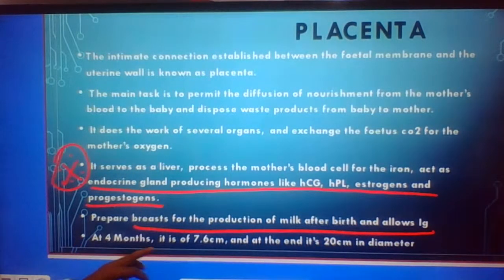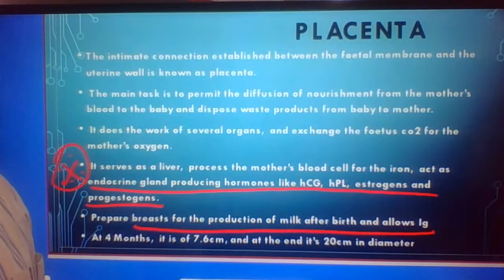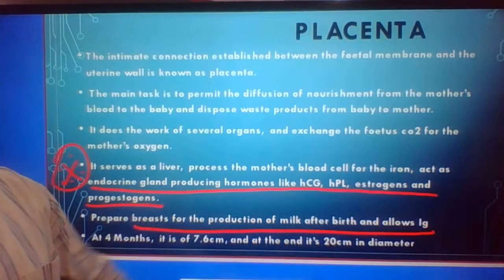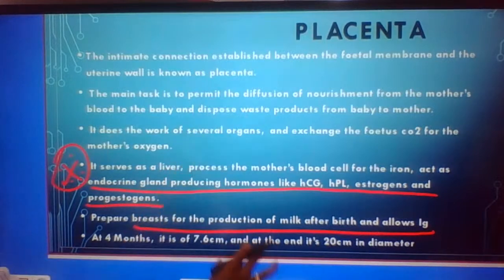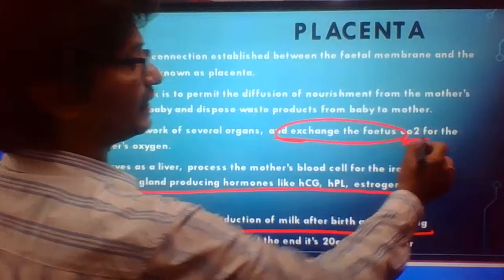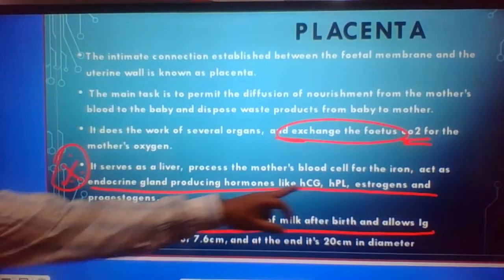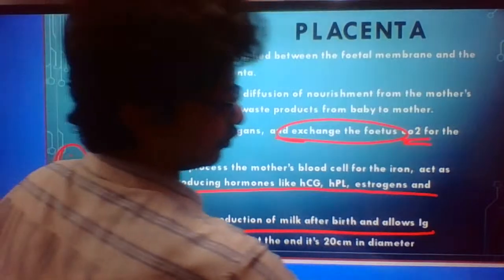At the 4th month, the placenta is 7.6 centimeters. By the end of pregnancy, it increases in size to 20 centimeters in diameter. So remember these things. It plays a very important role in the exchange of gases, carbon dioxide and oxygen, between the mother's and the fetal blood. HPL stands for human placental lactogen.